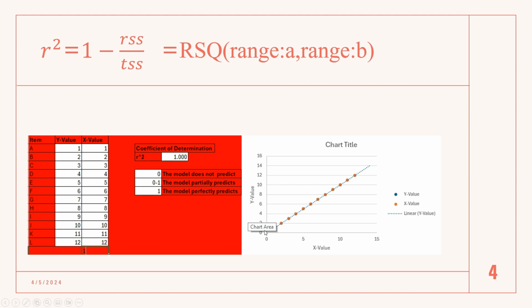As we see, the entire line following the trend line perfectly is giving us a value of 1. So that means the model is perfectly predicting, that it's in line with the trend line.